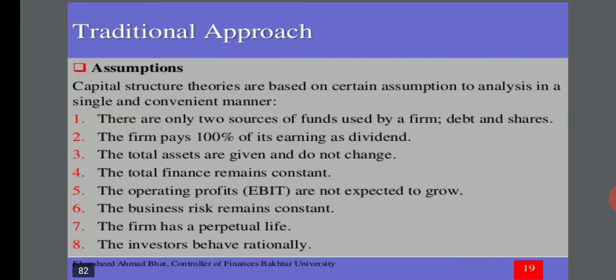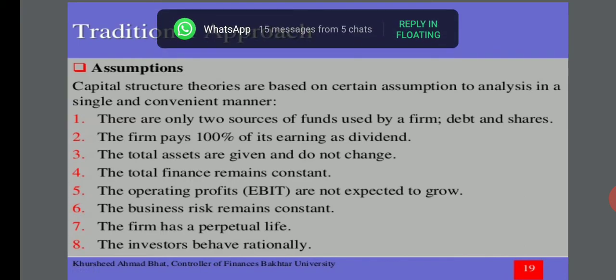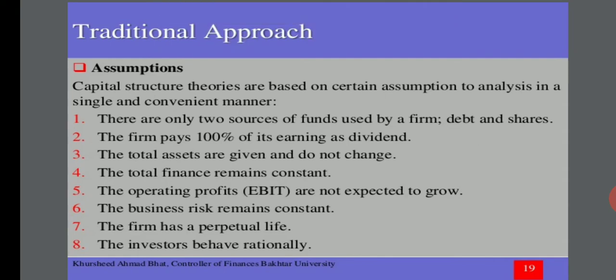What are the assumptions of traditional approach? Capital structure theories are based on certain assumptions so as to analyze in a single and convenient manner. There are only two sources of funds used, debt and shares. The firm pays 100% of its earning as dividend. The total assets are given and do not change. The total finance remains constant. The operating profits are not expected to grow. The business risk remains constant. The firm has a perpetual life and the investors behave rationally.